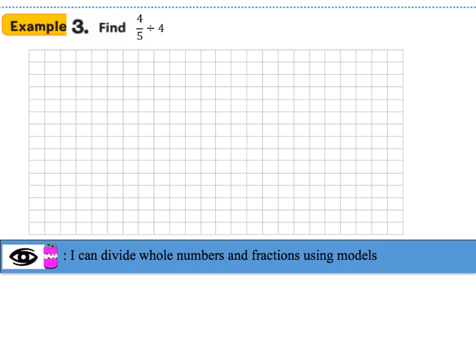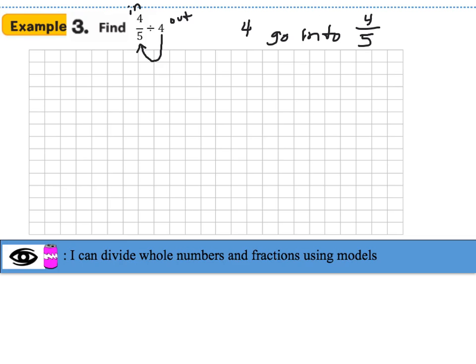Alright, so example 3 says find 4/5 divided by 4. Let's go ahead and label our dividend, which is our 4/5, that's our in, and our divisor, which is 4, that is our out. And I'm going to ask myself, how many times does 4 go into 4/5? That's the key question that you want to ask yourself.